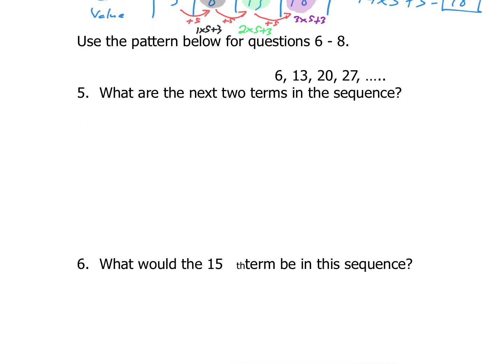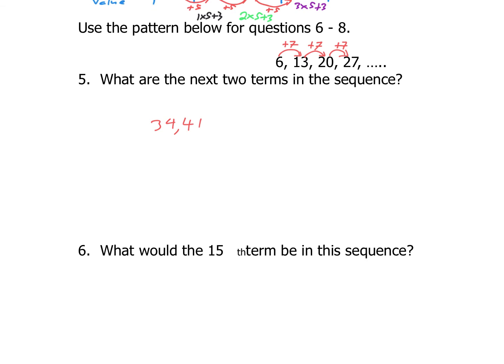Let's have a look at the next question. It says, and again we're using the pattern below for questions 6 to 8, 6, 13, 20, 27. What are the next 2 terms in the sequence? Let's have a look. To get from here to here, it looks like I'm adding 7. And here to here, I'm adding 7. Okay, I think we've found our pattern. What are the next 2 terms in the sequence? Well, if I add 7 to 27, I'll get 34. And if I add 7 again, I've got 41.